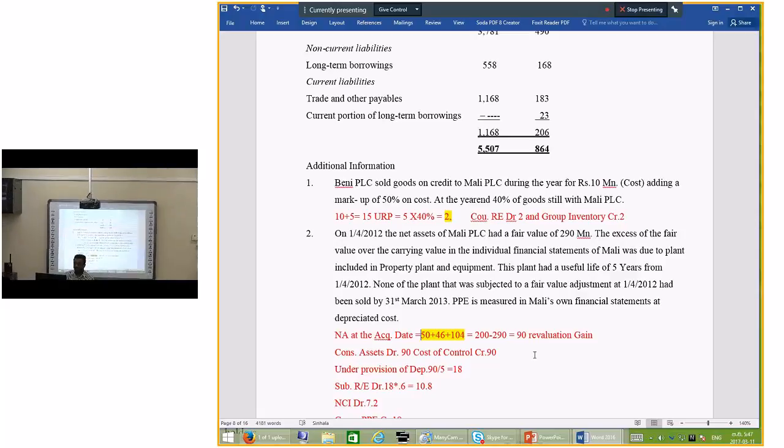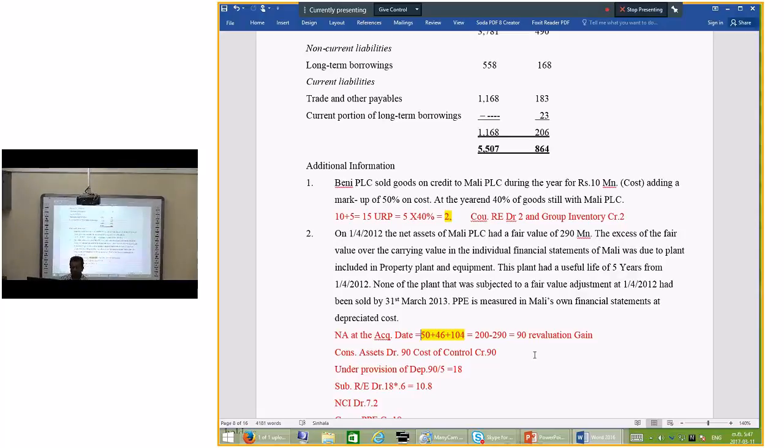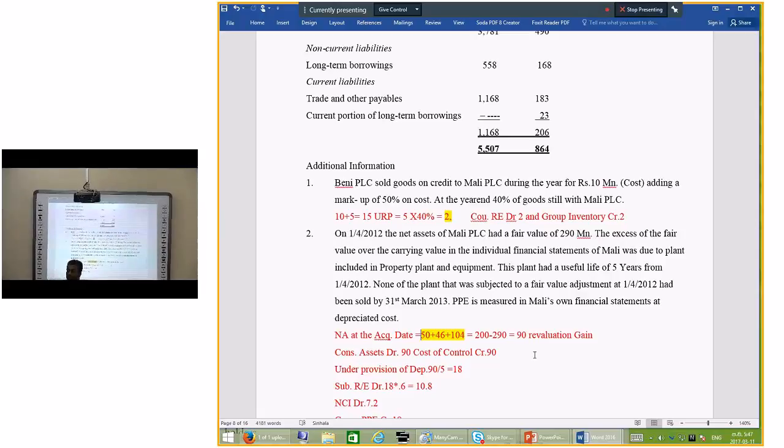The next one, under provision of depreciation. How to find it? They say this plant had a useful lifetime of 5 years from that date onwards. Therefore, it should be depreciated at that rate. It's from 1st April 2012 to March 31st, which means only 1 year, only for the current year. Then the provision of depreciation is 90 divided by 5. It is 18. Double entry.